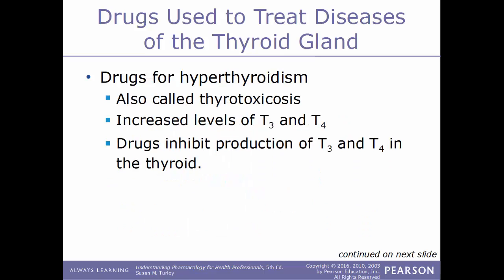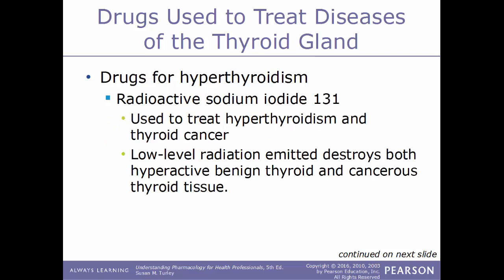Drugs that would treat hyperthyroidism. This condition is also called thyrotoxicosis, and it's due to increased levels of T3 and T4. The drugs used to treat this condition inhibit the production of T3 and T4 within the thyroid. An example is radioactive sodium iodine 131. This is used to treat hyperthyroidism and also thyroid cancer. The way this works is a low-level radiation gets emitted from the drug, and it destroys both the hyperactive benign thyroid tumors and the cancerous thyroid tissue.